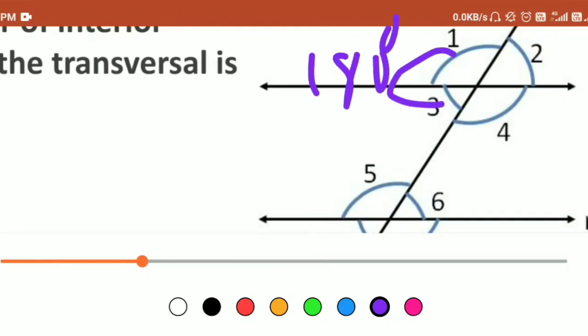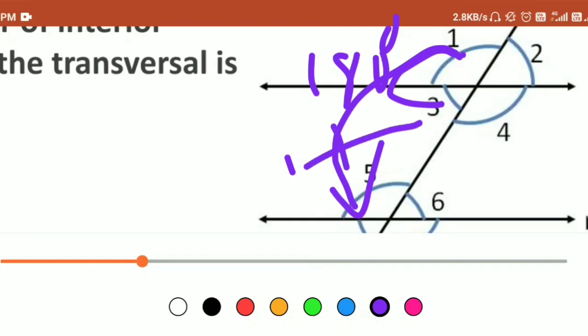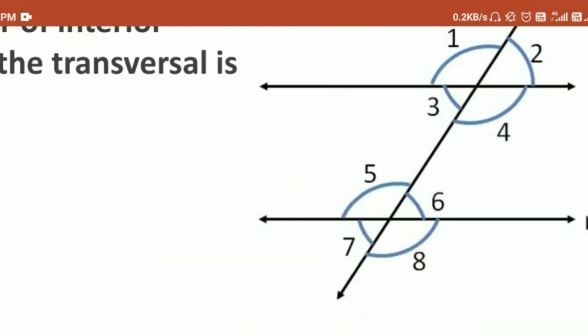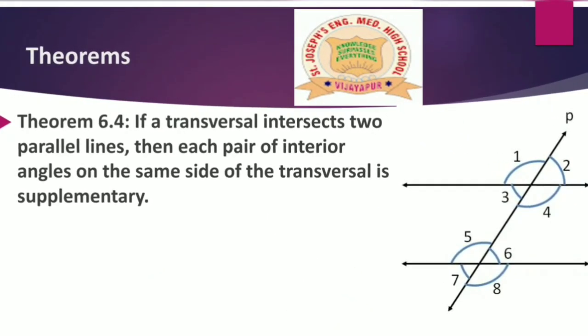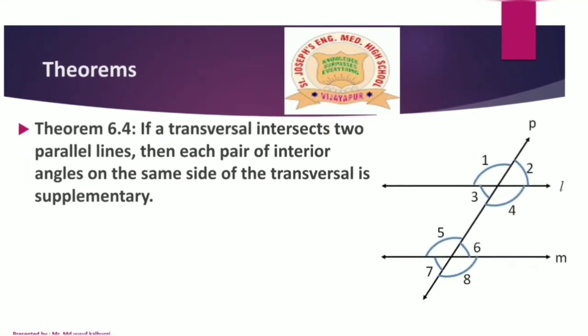Okay, now what is happening? Angle 1 is equal to angle 5. If angle 5 becomes angle 1, and you add these two up, again it will be equal to 180 degrees. So that is supplementary. Therefore you are going to say that if a transversal intersects two parallel lines, then each pair of interior angles on the same side of the transversal is supplementary.